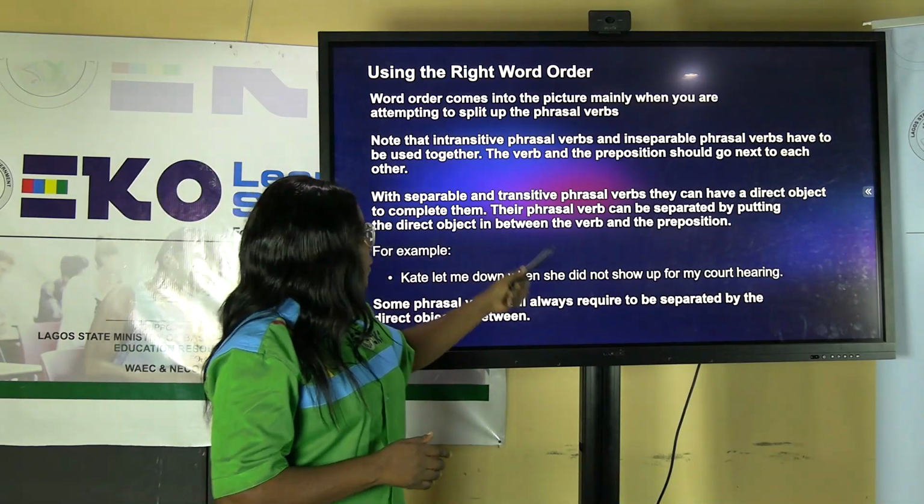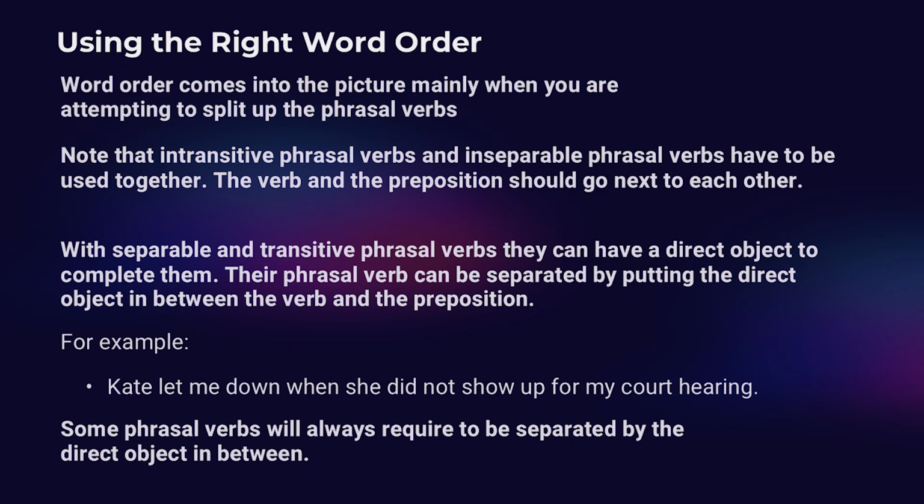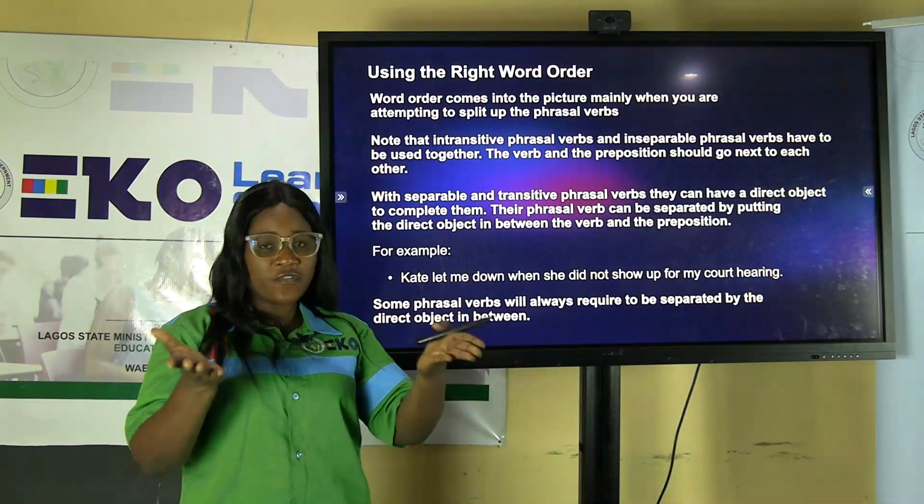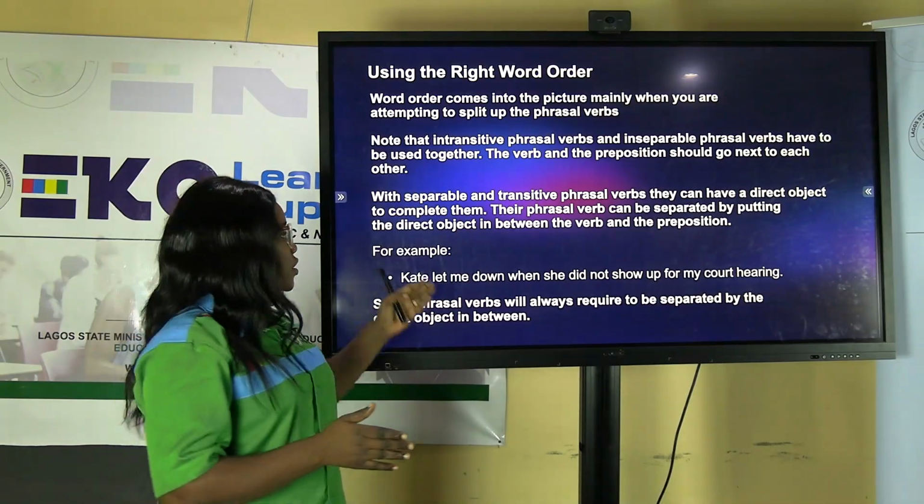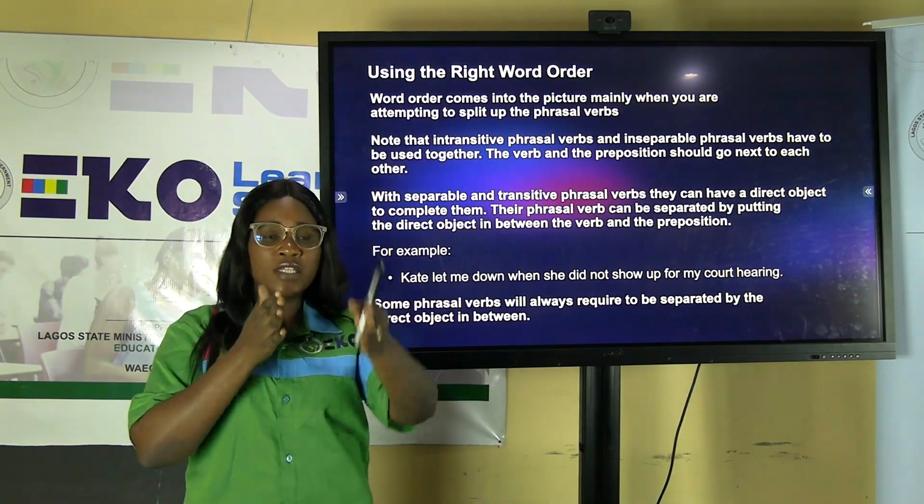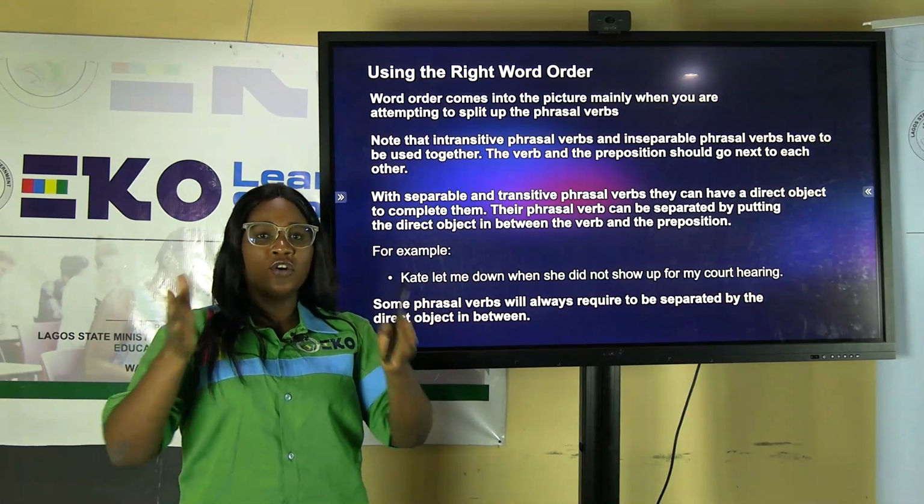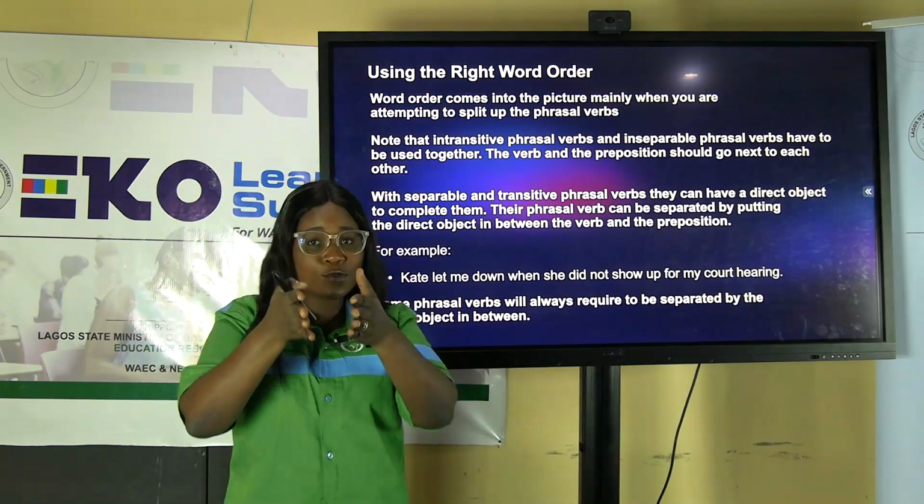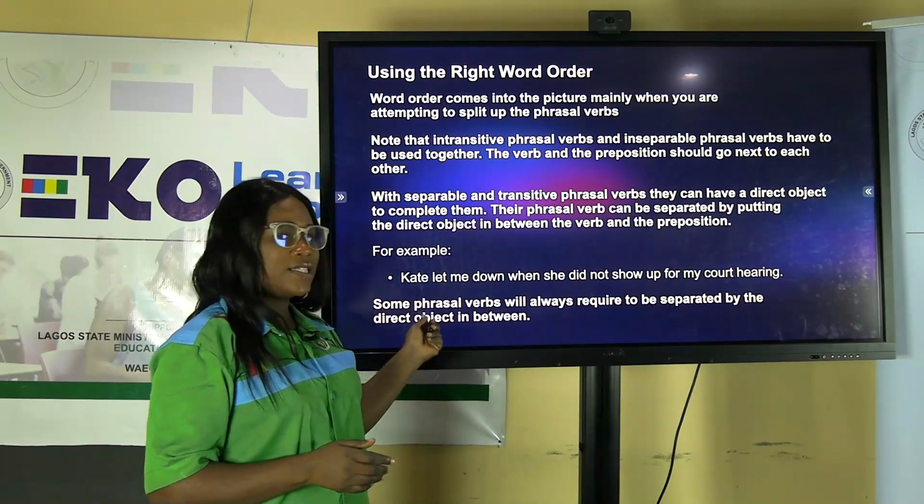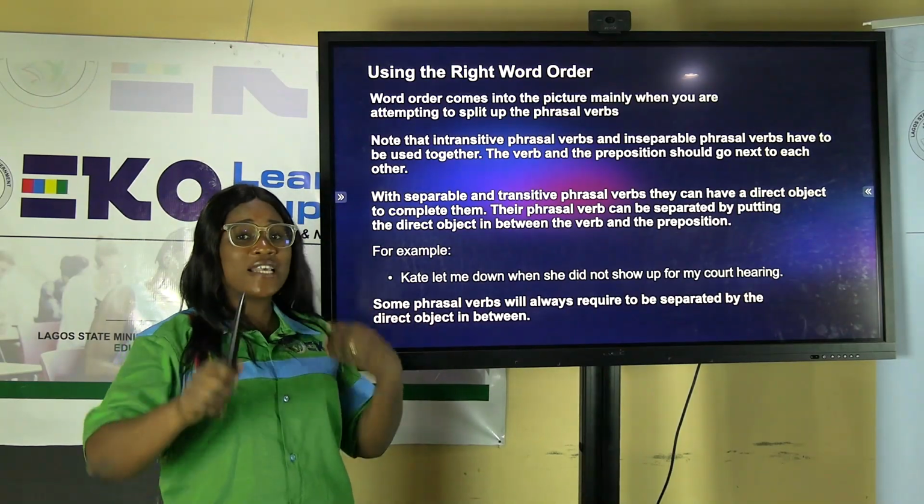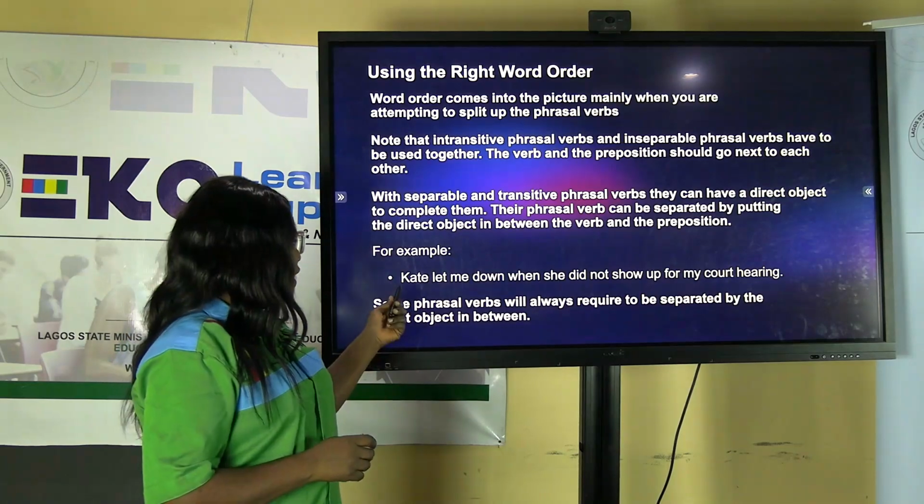Okay, separable and transitive phrasal verbs can have a direct object to complete them. These phrasal verbs can be separated by putting the direct object in between the verb and the preposition. Every phrasal verb must have a verb, of course. So the direct object comes between the verb and the preposition. Okay, it comes to split them. Let's look at the example. Remember, examples are the pillars for explanation. Let's look at this example here.